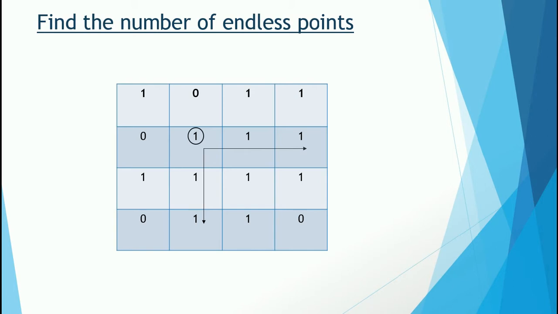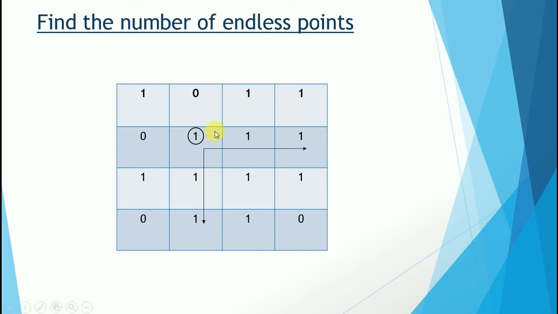The second condition is that, let's consider this cell where I have put 1 in this circle. If we move right from here till the end of the matrix, you can see that all the subsequent cells contain 1. So when we are moving right, that means we are going column wise, all the cells contain 1 till the end. And when we move down, that means row wise, you can check till the end of the matrix, all the cells contain 1. So this is the second qualification of an endless point.